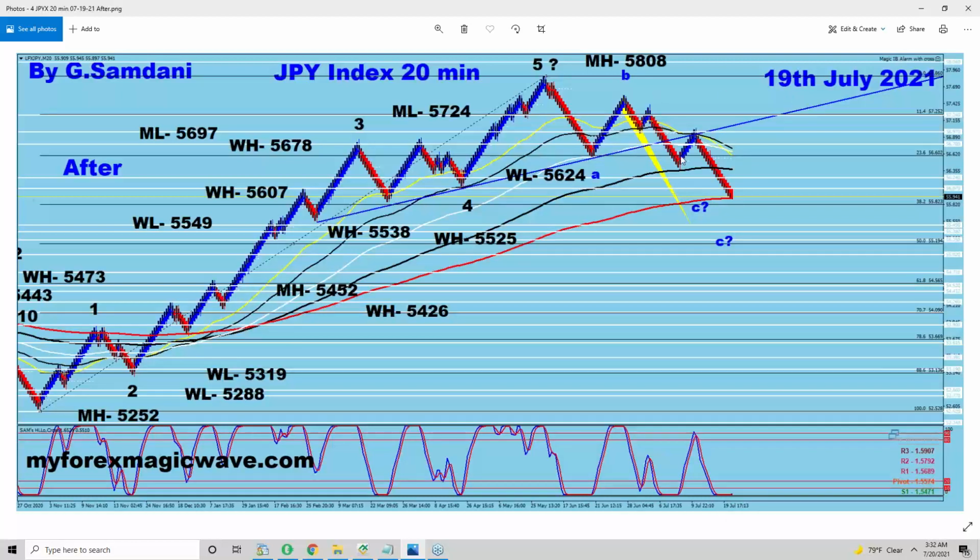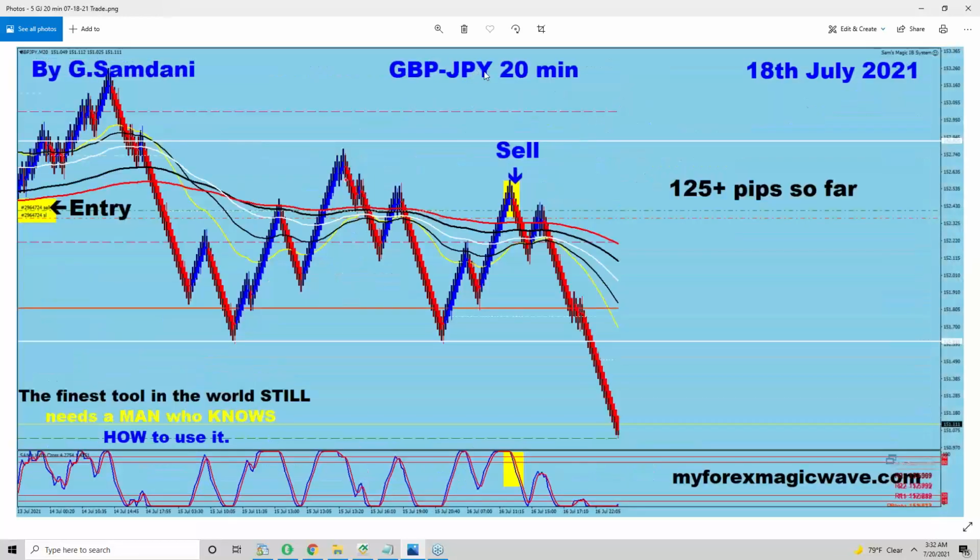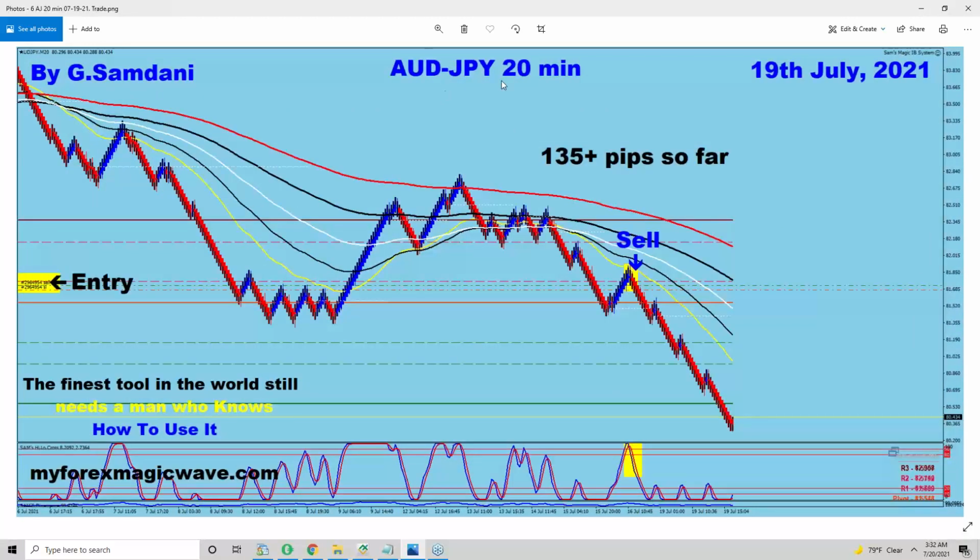From point B, it came down all the way here, from June 24 to July 19. And I had several big trades. But let's see what happened today, the 19th. This is the first one on Sunday when the market opened up. The entry was for last Friday, but I ended up with 125 pips on Sunday night when the market opened up. After that, I had Aussie yen, because I just showed you the yen index was dropping.